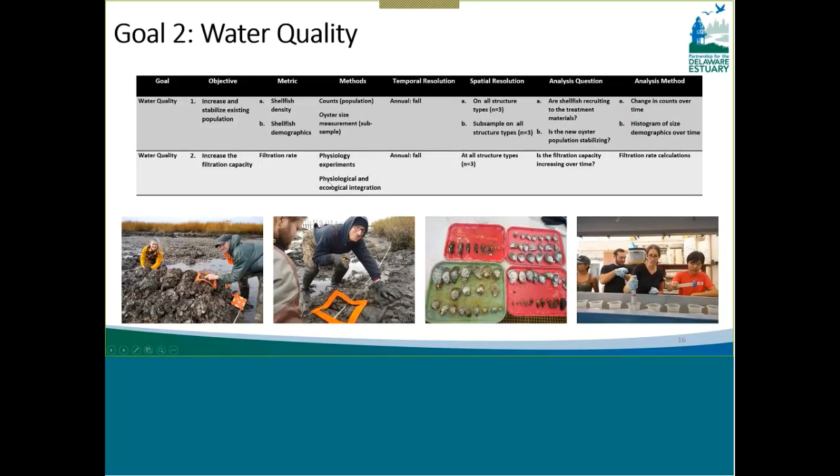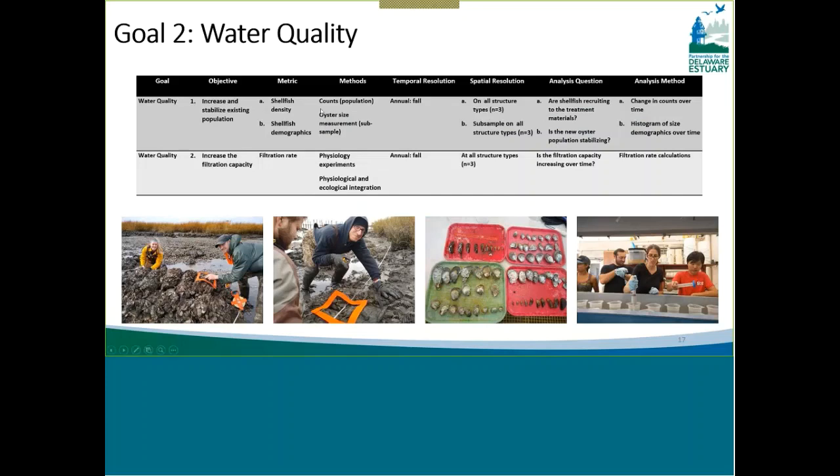Water quality. At PDE, we're really a shellfish organization. A lot of us have a background in shellfish, but how do we know that we're getting a water quality uplift? What we're really looking at is if we can increase the shellfish population and we know how much water they filter, we can say they're pulling this much more stuff out of the water just through their feeding activity. So how do we do that?